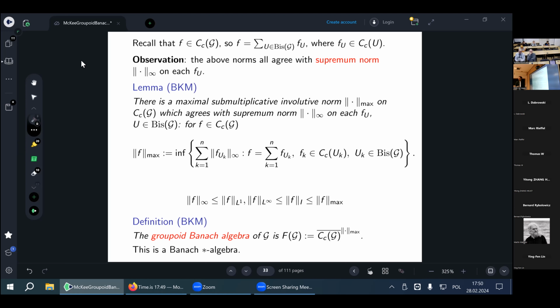Then we define the universal Banach algebra to be the completion of C_c(G) in this maximal norm that I just defined here. And this is a Banach star algebra because of the length. So this is like the universal one. I also want norms based on only some representations, basically.